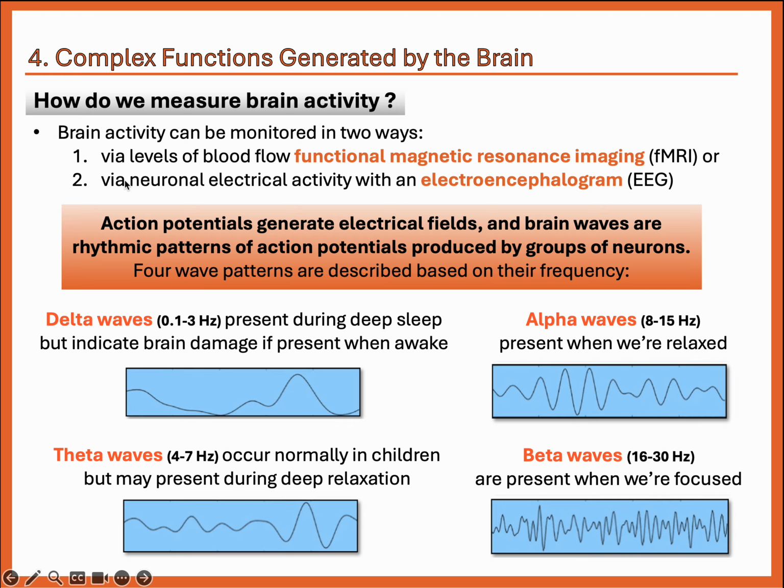Another way you can take a look at brain activity is via neuronal electrical activity with an electroencephalogram. This is not an ECG, this is an EEG. Electro means you're measuring electricity. Encephalo, we know that anything cephalo means brain, right? And gram is to measure. We're measuring brain waves.